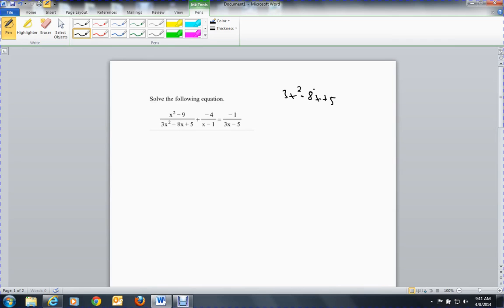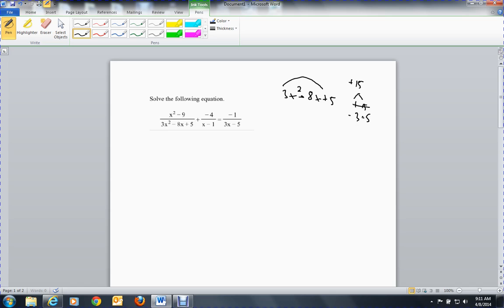There's several ways to factor, but one of the more common ways is just look at 3 times 5, which is 15, and then find factors of 15 that give you negative 8. So I think 1 and 15, that won't give us negative 8. 3 and 5 will. So negative 3 and negative 5.